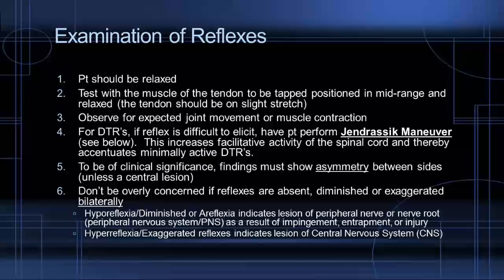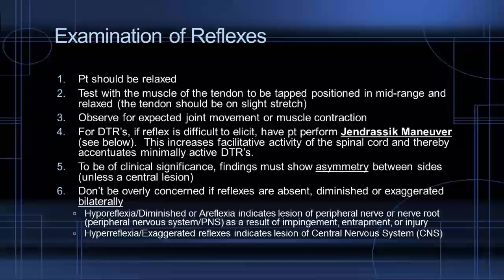So really, to be of clinical significance, you want to have asymmetry between the sides. So there's no reason to be overly concerned if the reflexes are absent or diminished or exaggerated bilaterally. So if you have exaggerated reflexes on both legs, well, you have exaggerated reflexes on both legs. But what you're looking for is a difference between the sides.